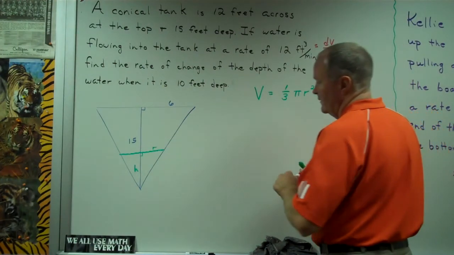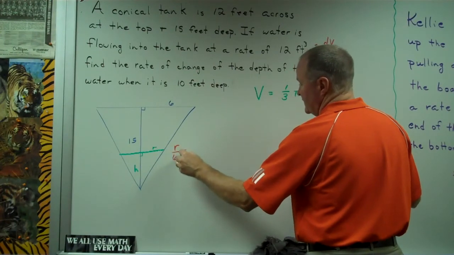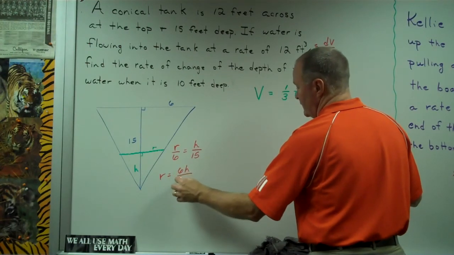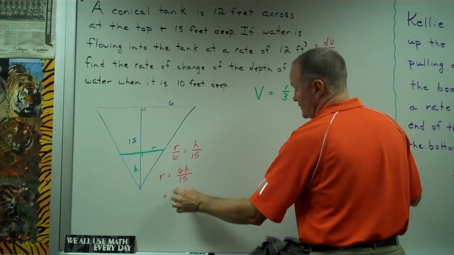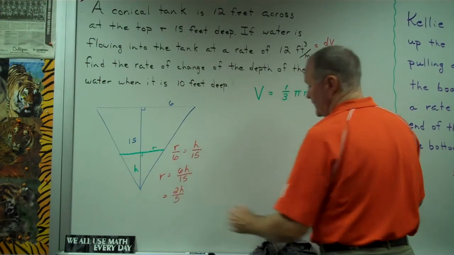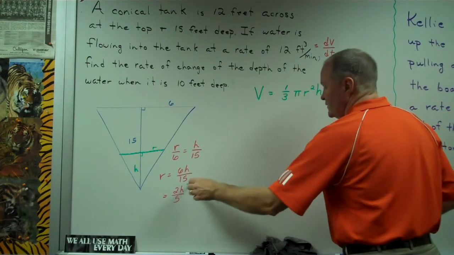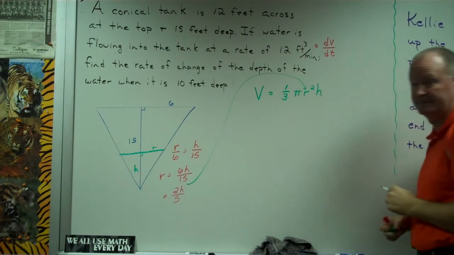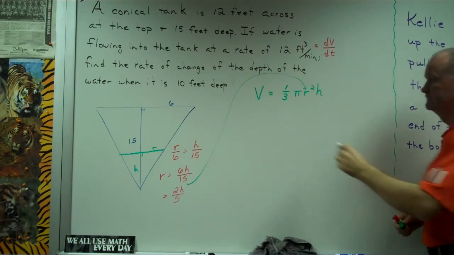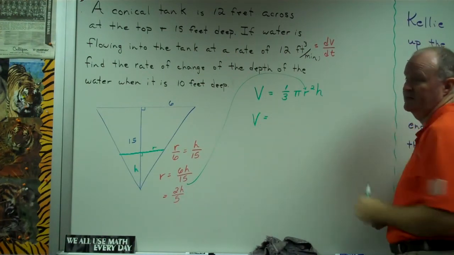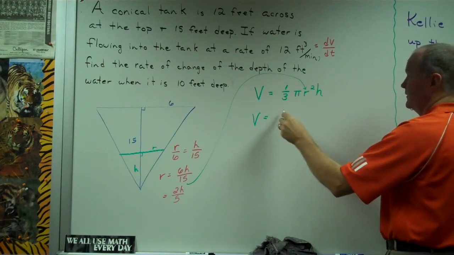So there we go. So r over 6 is h over 15. So r is 6 h's over 15, which is 2h over 5. You get 3 out of each one. That now goes right in there. So you do that before you differentiate? Oh yeah, because if you differentiate, now you got 3 rates, and you don't want 3 rates, you only want 2 for this problem.